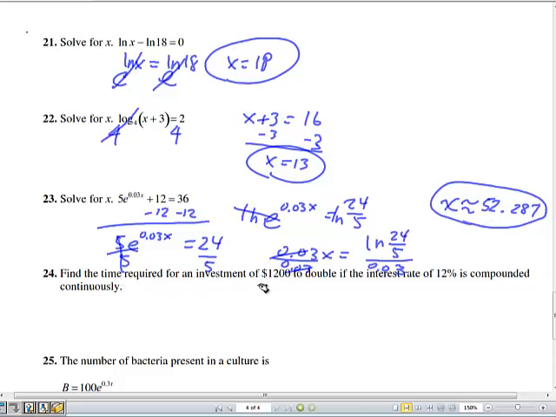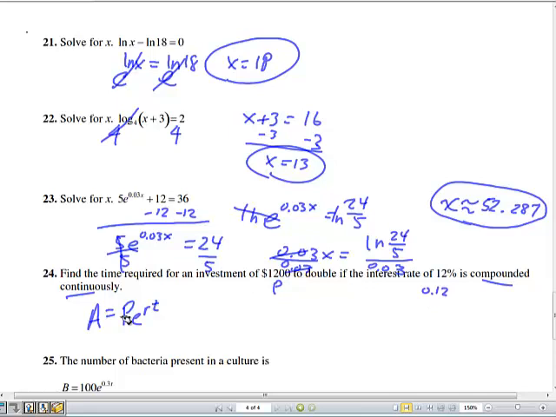Find the time required for an investment of $1,200 to double. I taught this shortcut before, but if you don't remember, that's fine. Because it's compounded continuously, you know this is a PERT problem. I always like to start off by writing out all my stuff here. This is the amount invested, the beginning amount, that's P. My rate is 0.12, and the T is what we're trying to find.